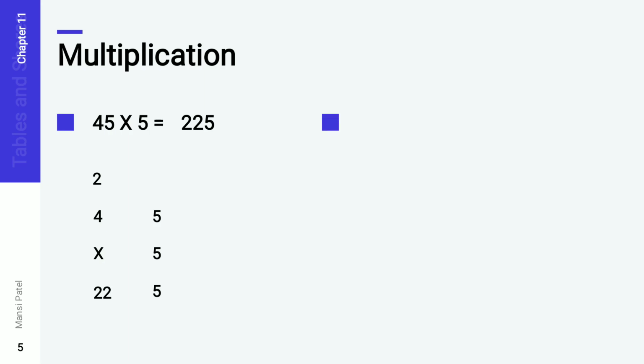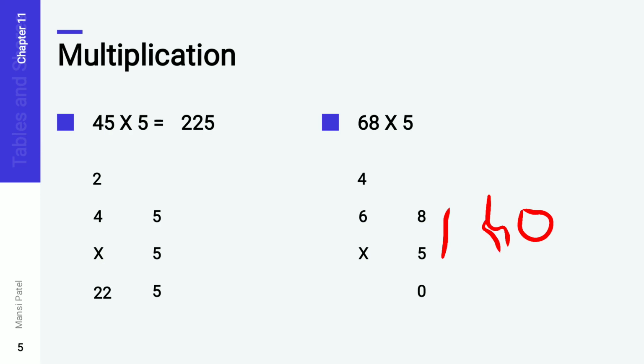Let us see the next one, that is 68 fives are. So first we write down 68 multiplied by 5. Now what do you want to do? We are just doing the multiplication of 5 multiplied by 8. So 5 8s are 40. So we have to write down first 0 and 4 in the carry.